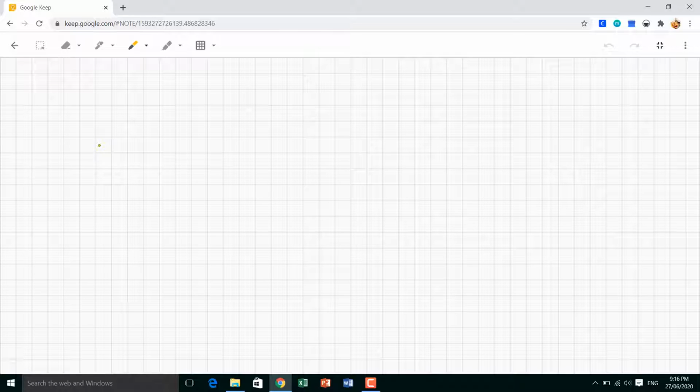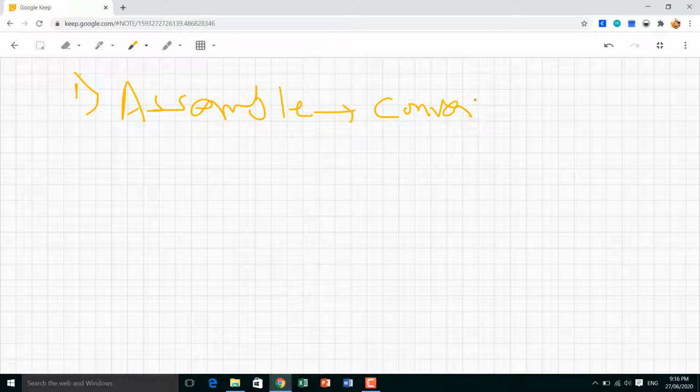A compiler converts the program written in high level language to machine level language. First one is the assembler: the work of an assembler is to convert assembly language to machine level language.